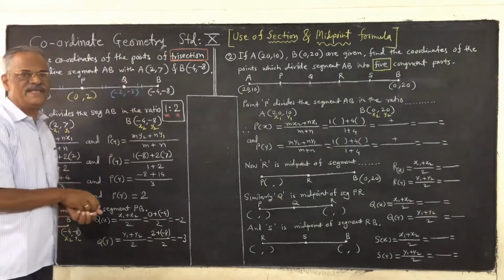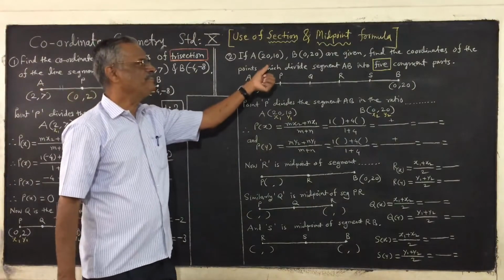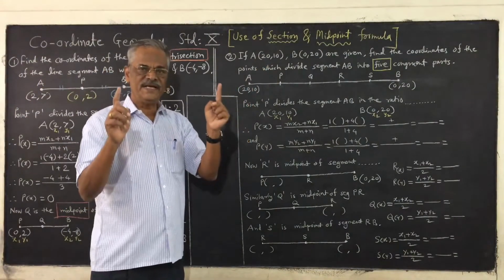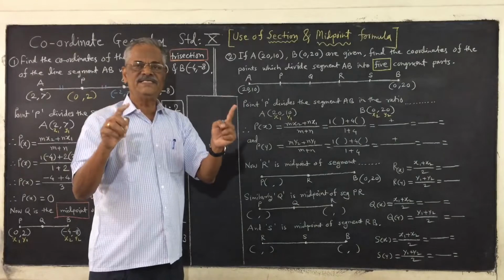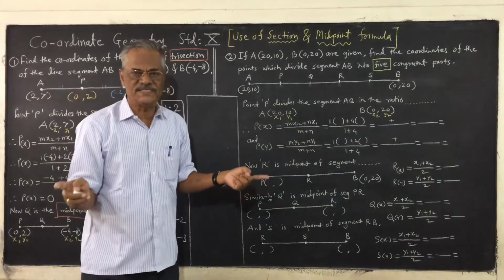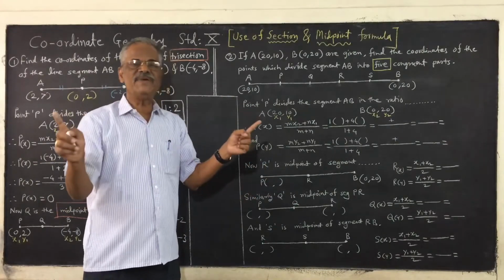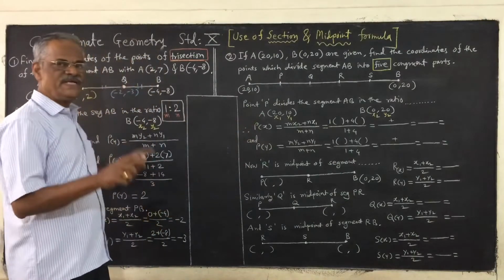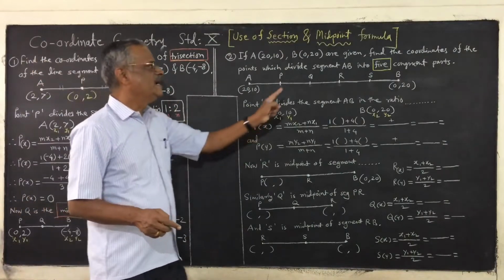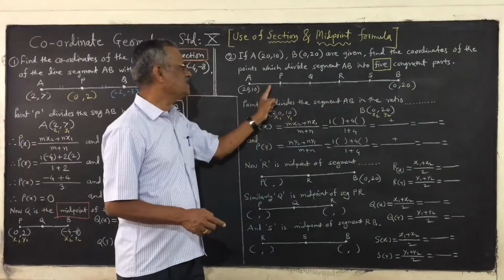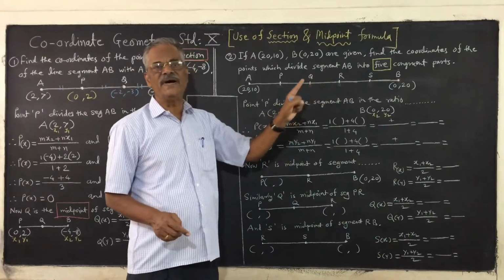Next one, again, in that problem, segment रेषाखंड it is divided into 5 equal parts. त्याचे 5 समान भाग केलेले आहेत. या एक्झाम्पल मध्ये 3 समान भाग केलेले आहेत. आता या एक्झाम्पल मध्ये 5 समान भाग करायचे, 5 equal parts.